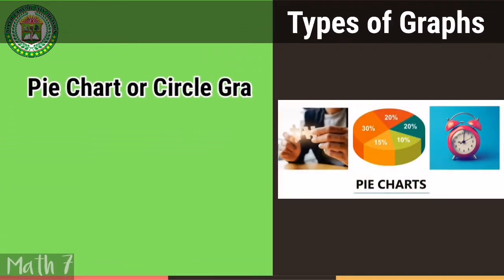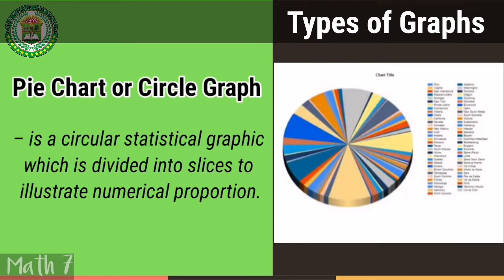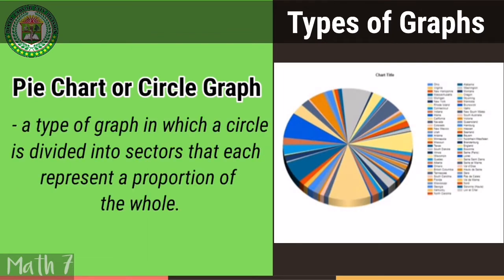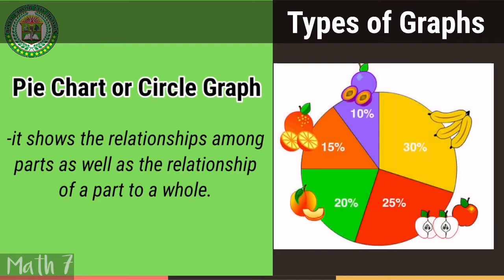Pie chart or circle graph. It is a circular statistical graphic which is divided into slices to illustrate numerical proportion. It is a type of graph in which a circle is divided into sectors that each represent a proportion of the whole. It shows the relationship among parts as well as the relationship of a part to a whole. An example of a pie chart is this one.